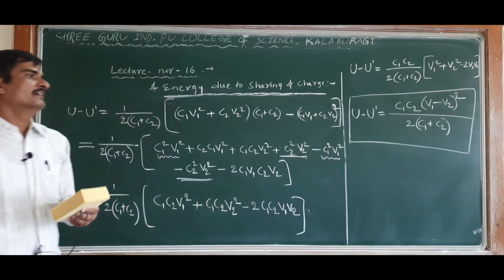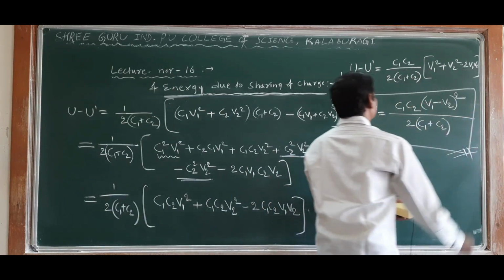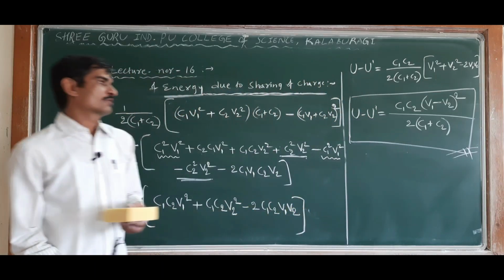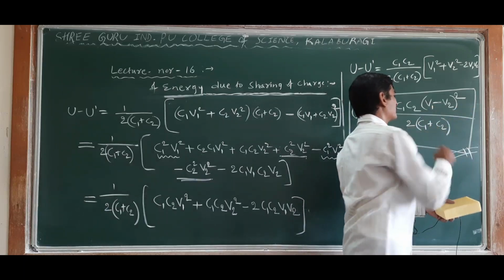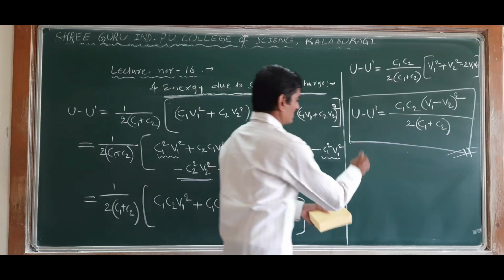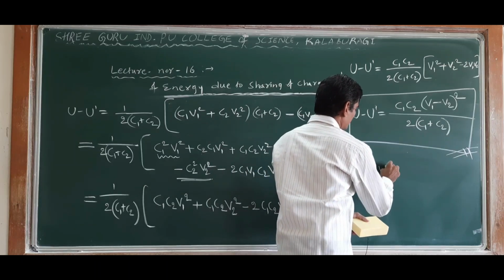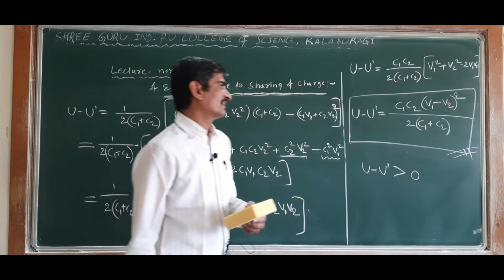Loss of energy due to the sharing of charges is given by U minus U dash is equal to C1 into C2 V1 minus V2 whole square divided by 2 C1 plus C2. So from this we concluded that U minus U dash is greater than 0.